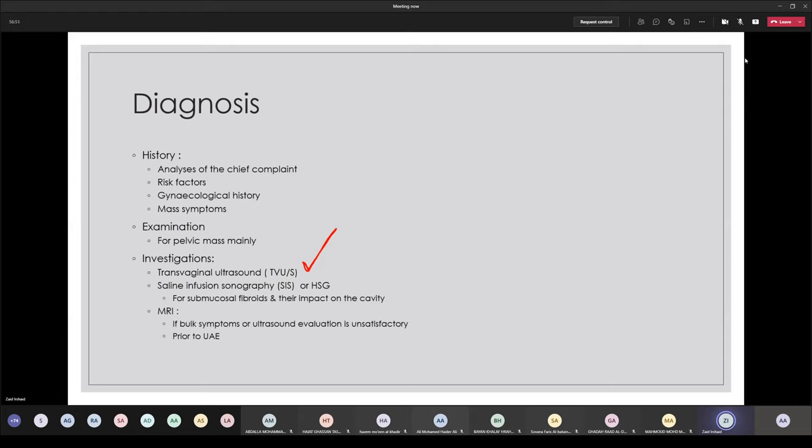The main diagnostic modality is always ultrasound. Ultrasound is the most sensitive and the most specific for fibroids and soft tissue lesions of the pelvis overall. But we might resort to MRI if the patient, for example, is obese, or we have some reason preventing us from doing a proper ultrasound, or she has bulk symptoms because we feel there's significant impact on other pelvic organs, or prior to uterine artery embolization. Remember that MRI is the second best modality to evaluate all soft tissue lesions, regardless of their site.